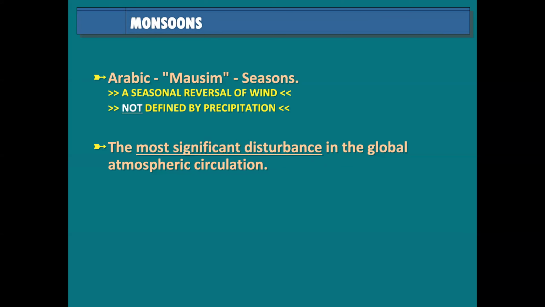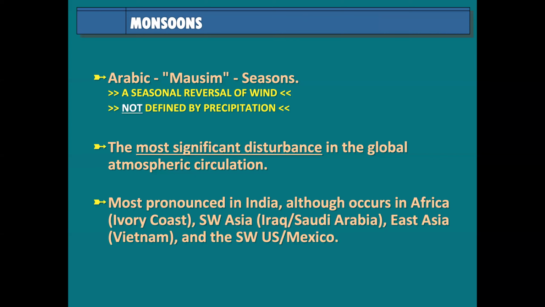It is a disturbance in the global circulation of the atmosphere. So it is a disturbance to that idealized model that I just showed you. And you tend to find them in places like Africa, Iraq, Saudi Arabia, Vietnam, and of course the most obvious and famous one is the Indian monsoon. But everybody thinks of the Indian monsoon as all this heavy rain. Well, guess what? That's during the summer. During the winter, it's a monsoon as well. It's just dry. The wind is coming down the Himalayas.